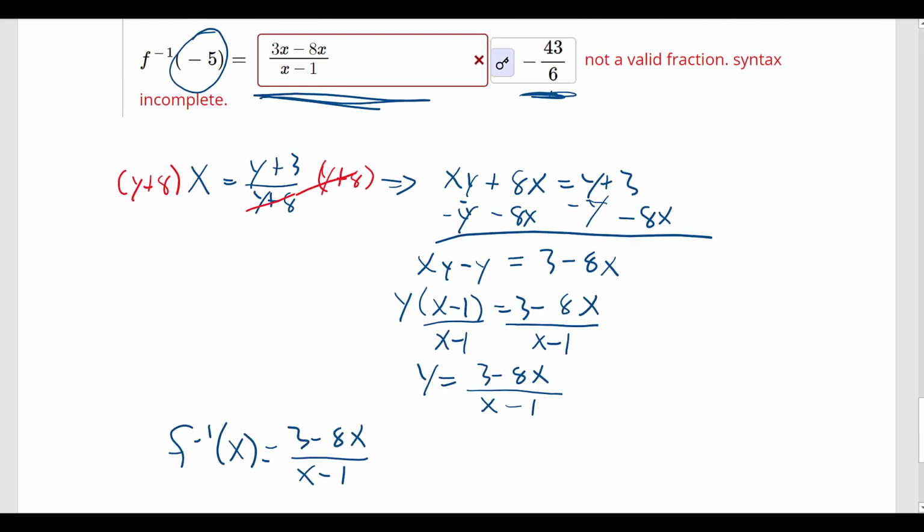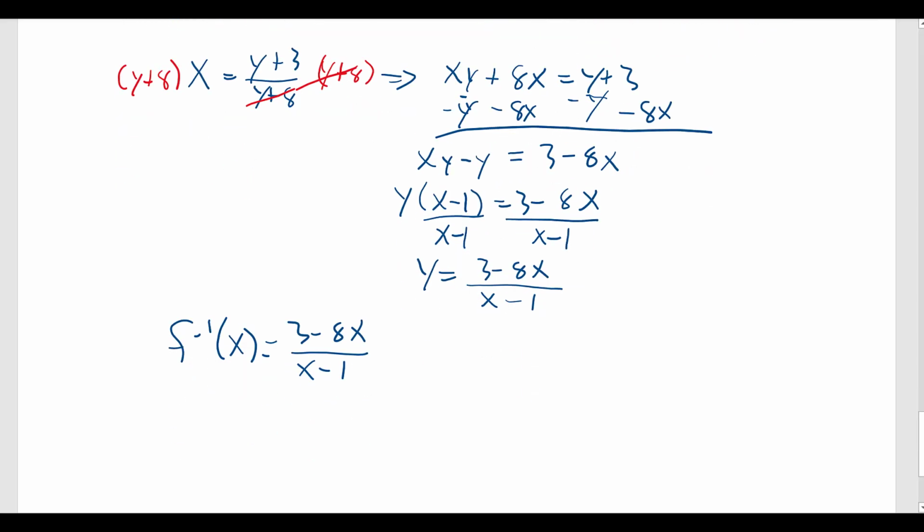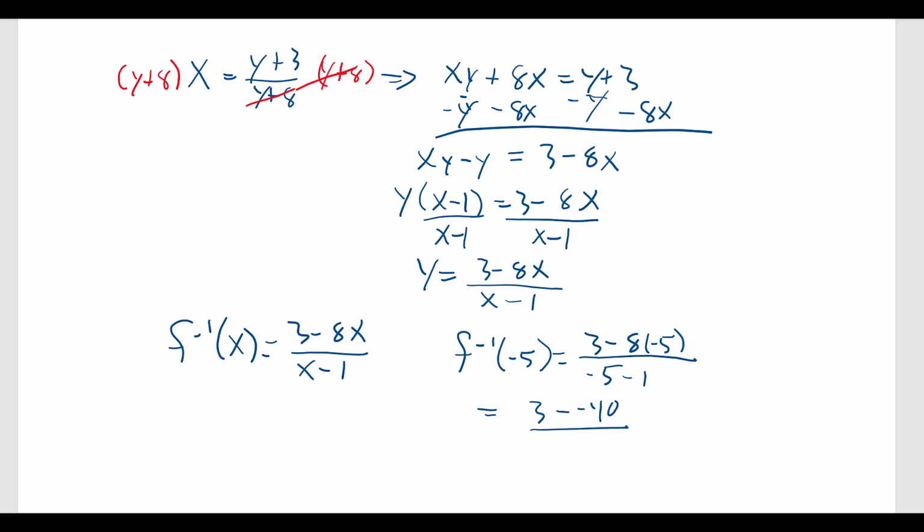Now we want to know what it is when x is negative 5. So what is f inverse of negative 5? That's going to be 3 minus 8 times negative 5 over negative 5 minus 1. So it's 3 minus 8 times negative 5, which is negative 40, so 43, over, what is that, negative 6? So I get 43 over negative 6.